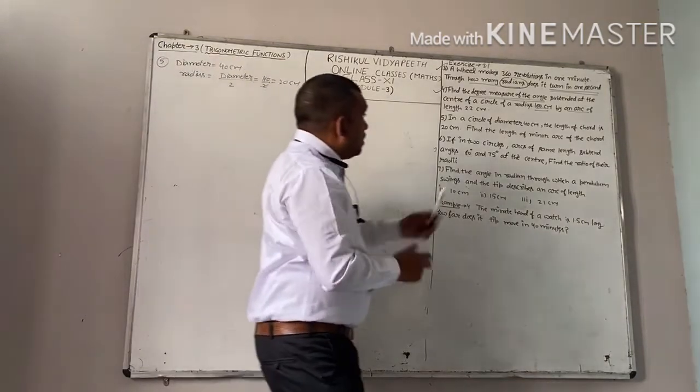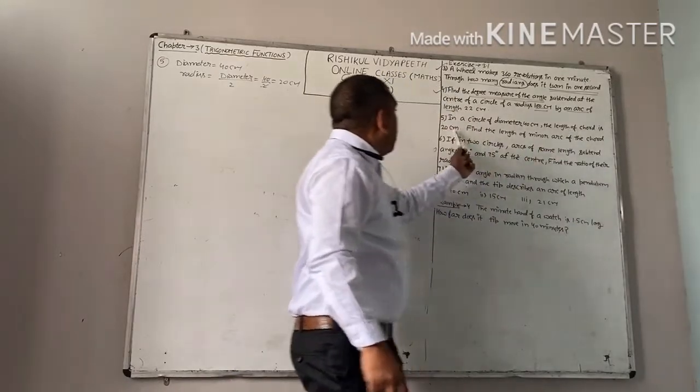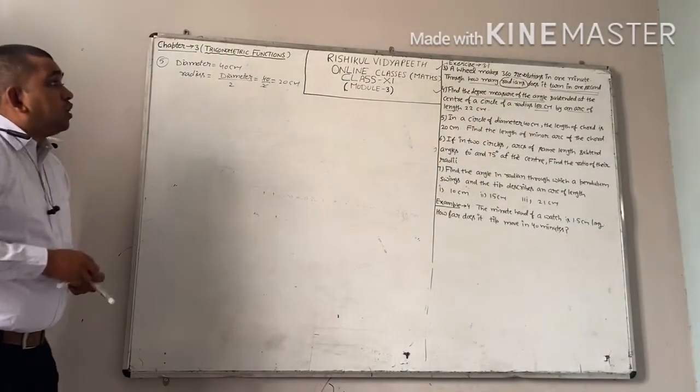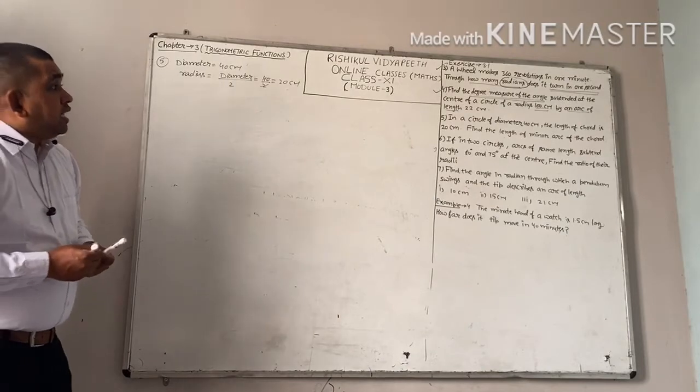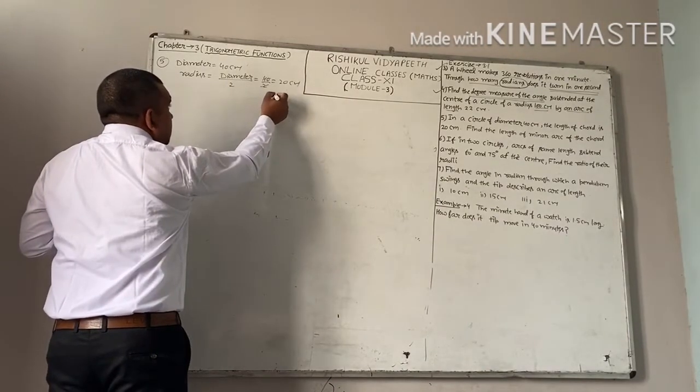Next. Length of chord is also given to you. Length of chord is your 20 centimeter. Now first of all make a circle. This is your circle.